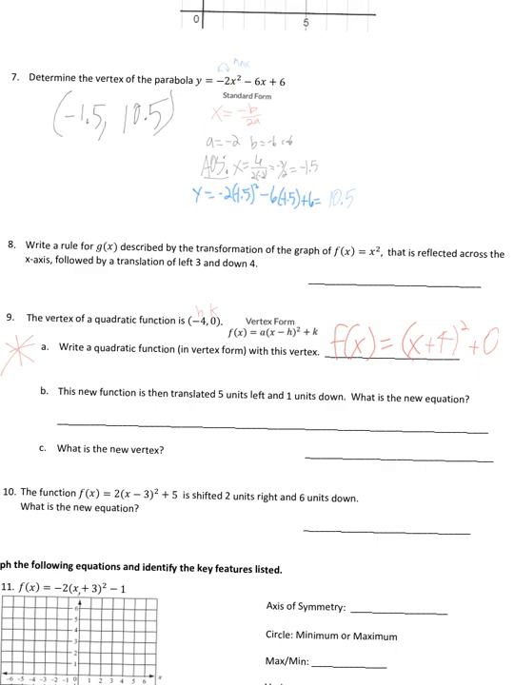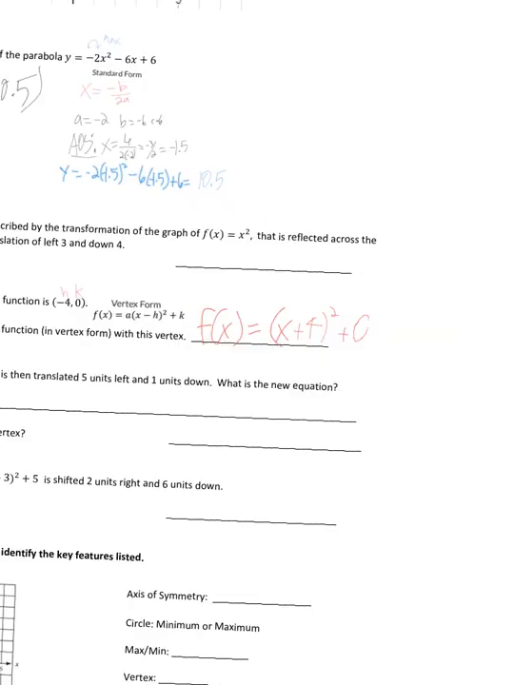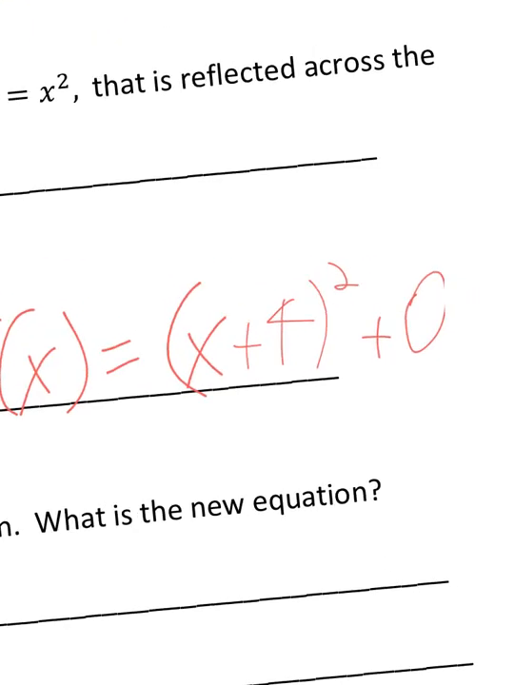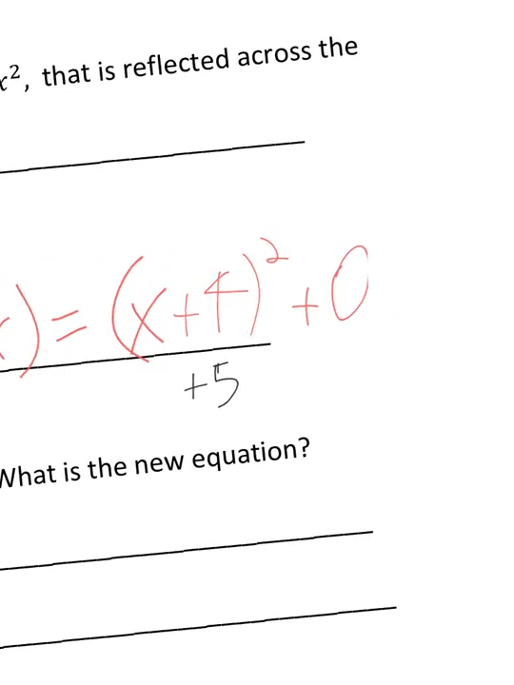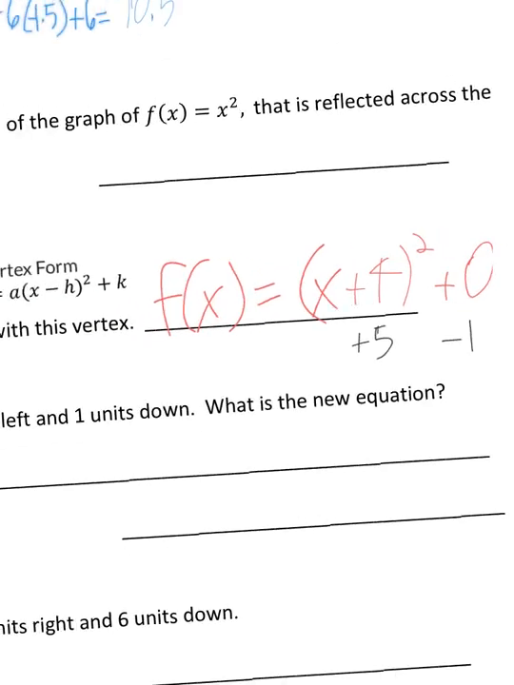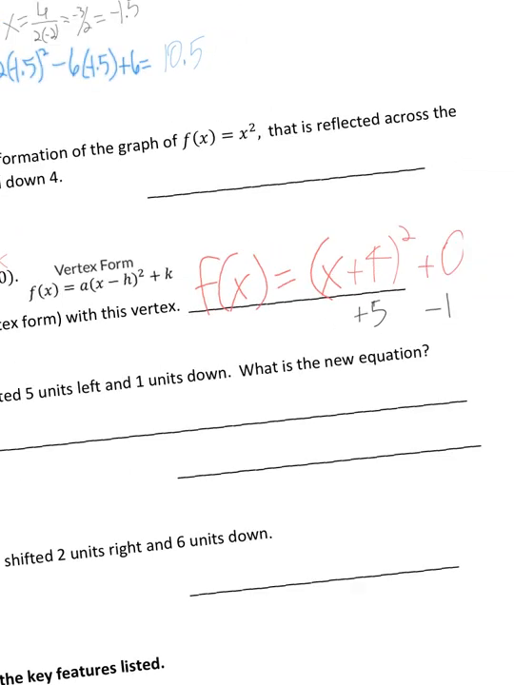What is the new equation? So 5 units left would mean I'm going to add 5 to the inside. Alright, and then I'm going to go 1 unit down, which means I'm going to minus 1 on the outside. So let's see here. I'm going to have g of x equals, and x plus 4 plus 5, that's x plus 9 squared. And now it's going to say minus 1.